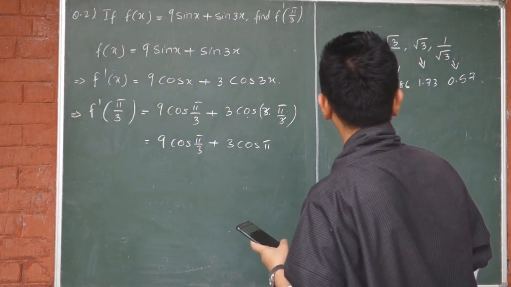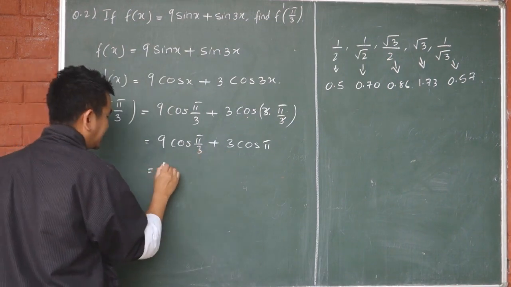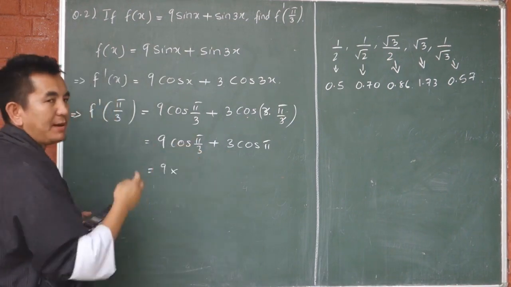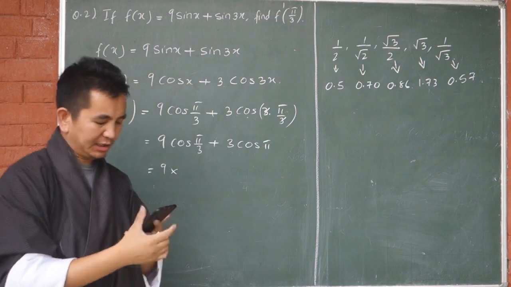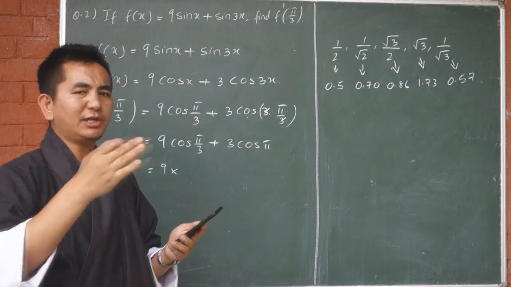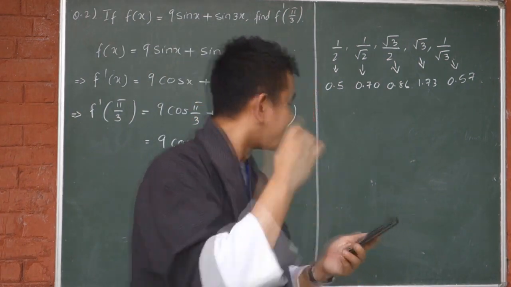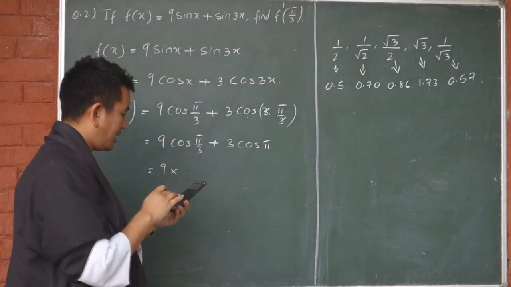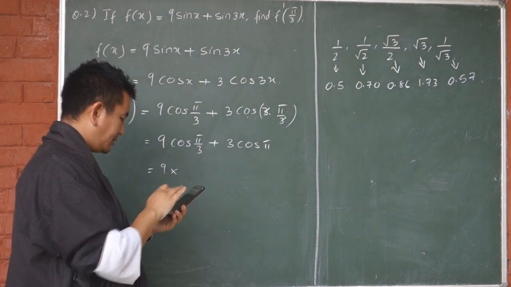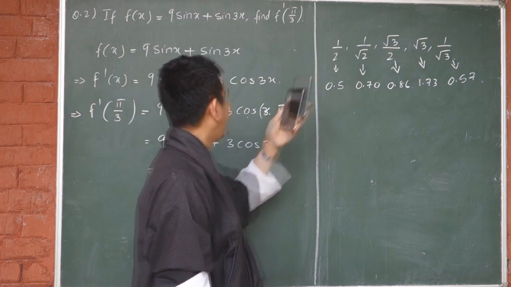Is that okay? 1 by 2, 1 by root 3, okay. So now, use the calculator: 9 times, what's the cos pi by 3? Pi by 3 means cos 60. So take the calculator for the cos 60 value. If you can remember the table, that is very simple, okay? Otherwise, just follow this: cos 60 degrees comes to 0.5. What's the 0.5 value? 1 by 2.